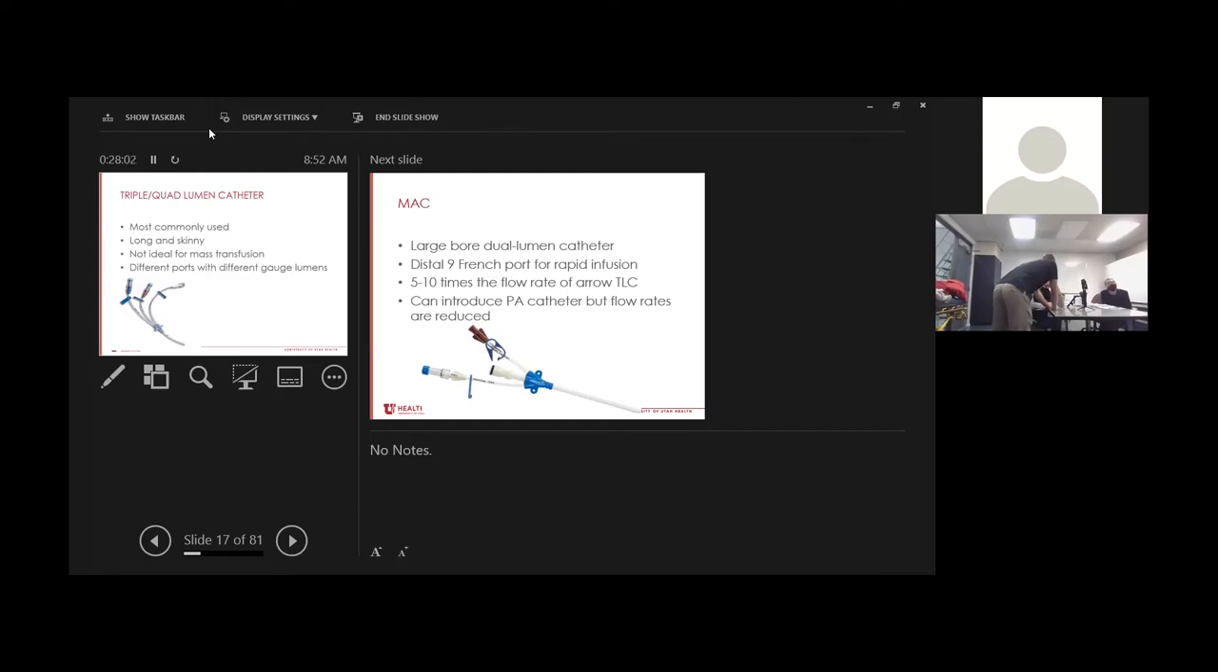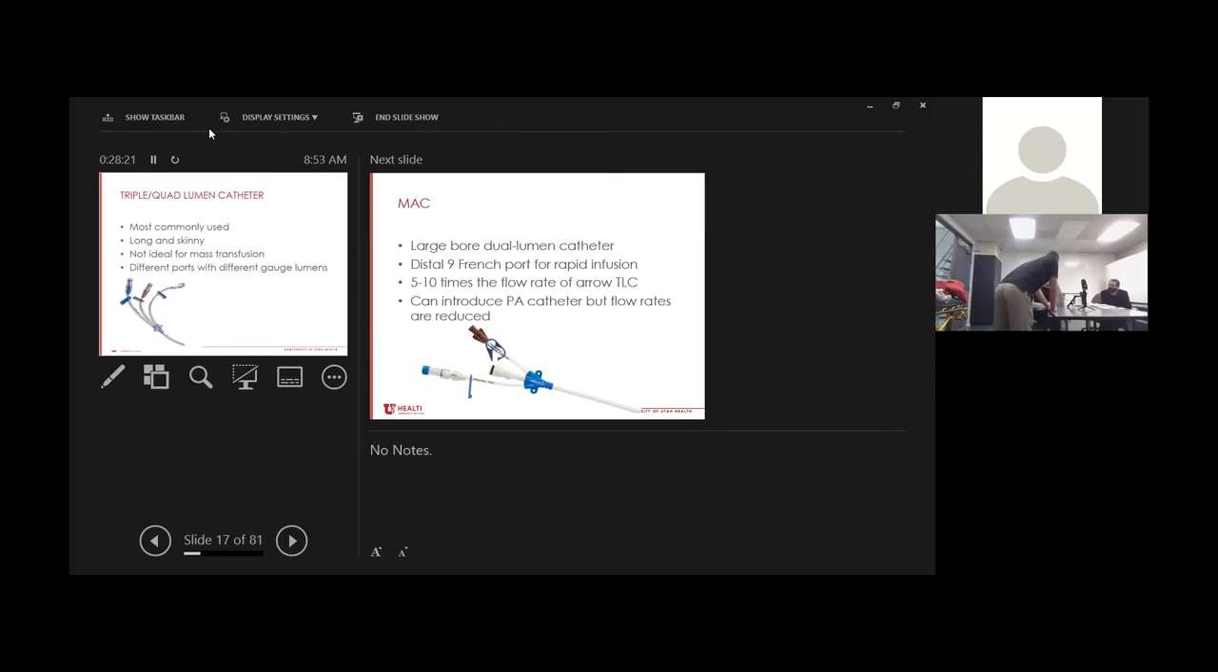18 and 14. So remember, for gauge, what's bigger? 14 gauge, right? So it's the opposite. If you go down in gauge, you go up in size. What about for French? If you go from 6 French to 8 French, 8's bigger. They're opposite. So it's not hard, but just keep that in mind.